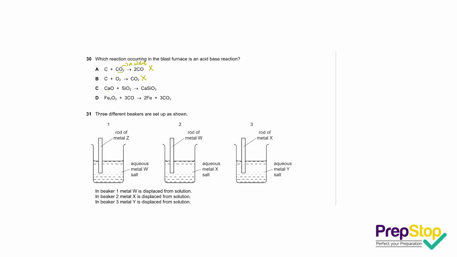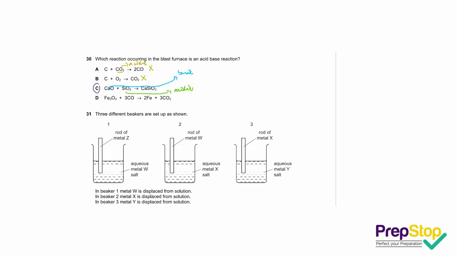Option C states calcium oxide plus silicon dioxide produces calcium silicate. So we see that silicon dioxide is an acidic oxide while calcium oxide is a basic oxide. So we see that there is an acid-base reaction going on, so option C is the correct answer.